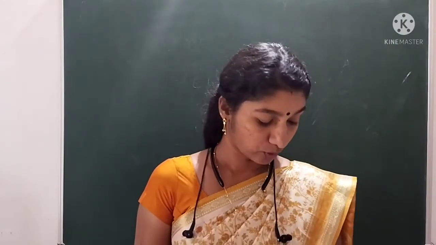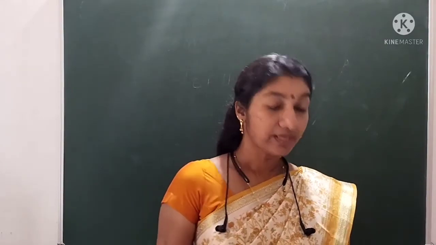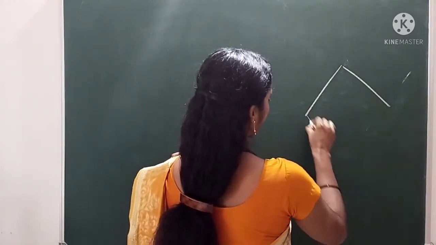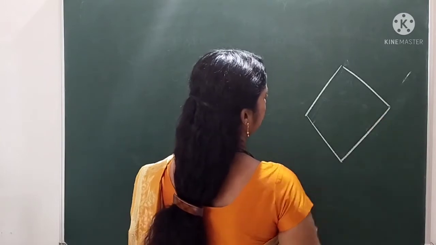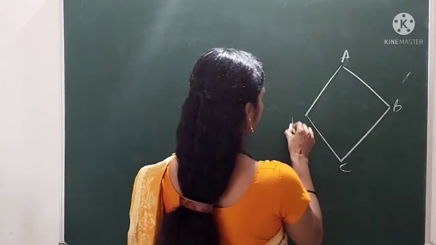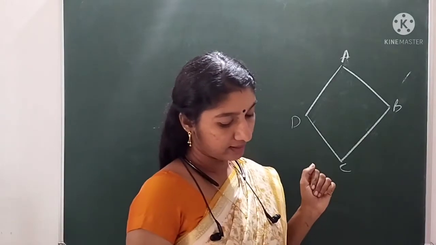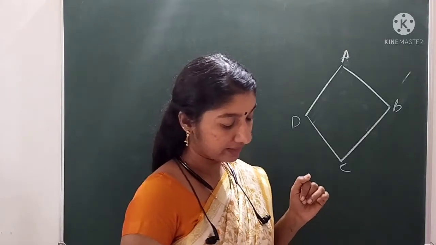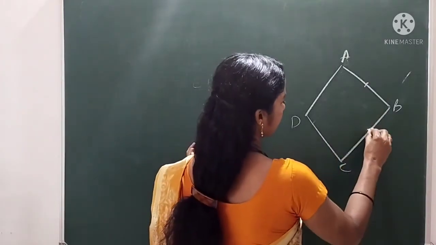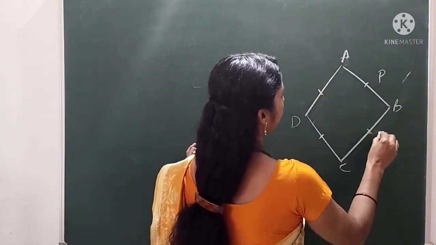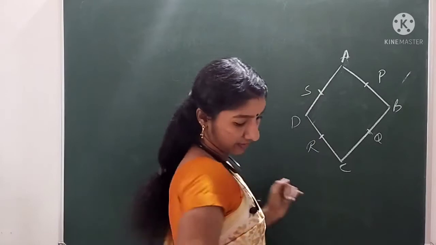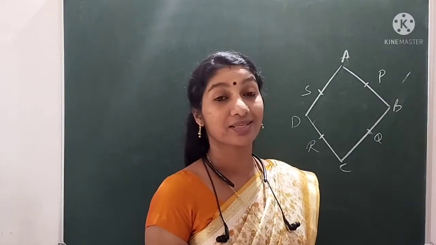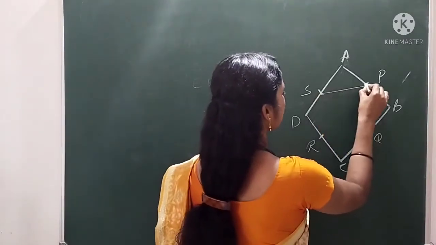Now we can do some problems from the textbook. It's given ABCD is a rhombus, and P, Q, R, S are the midpoints of the sides AB, BC, CD, DA. We need to prove PQRS is a rectangle. So we have to join this one.